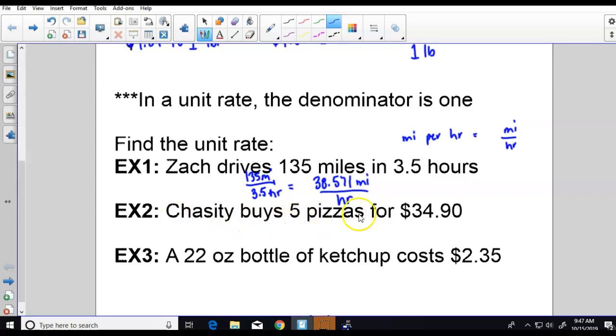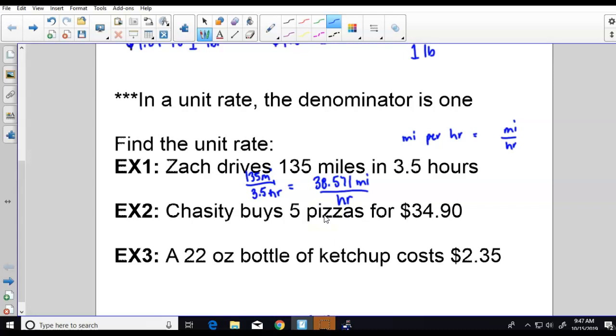Chastity buys 5 pizzas for $34.90. So, do we care about the amount of money per pizza or the pizzas per dollar? I would probably say amount of money per pizza. There could be a situation where maybe we want to know pizza per dollar. But I would typically, if you say 5 pizzas for $34.90, you probably want to know how much Chastity paid for each pizza. So if you only want one, you know how much you got to pay, right? So unit rates can be either.